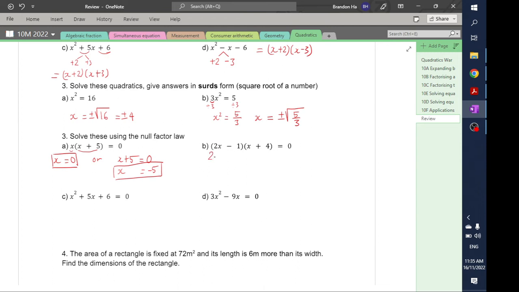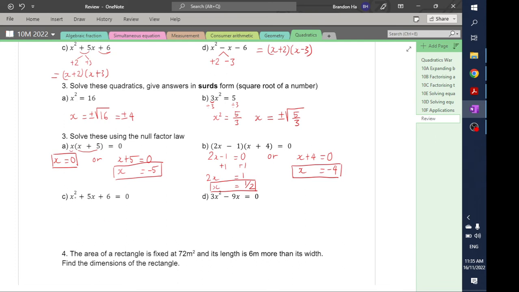Similar on this one, we have 2x minus 1 equals 0 or x plus 4 equals 0. Plus 1 both sides, we get 2x equals 1, so x would equal 1/2. And then we get x equals negative 4. I hope that is pretty clear.